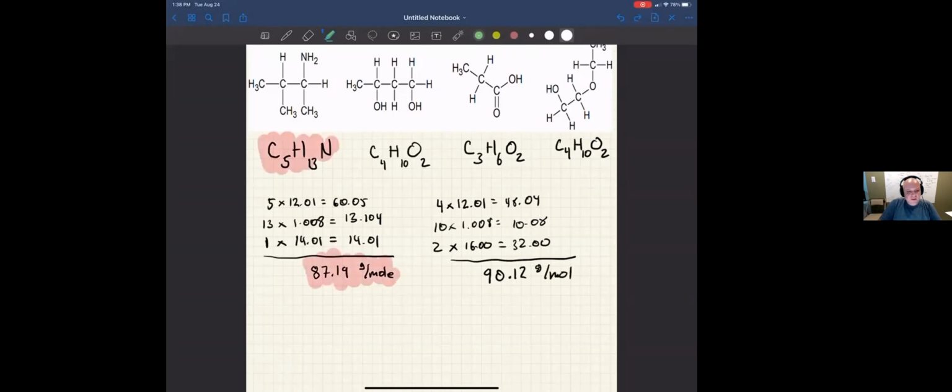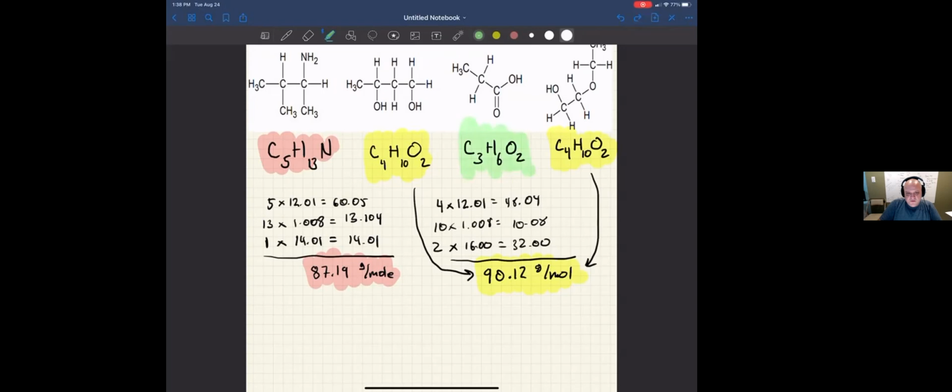Now, we did the first one, that's C5H13N, 87.19 grams per mole. We did the second one, and we get 90.12 grams per mole. But notice the fourth one has the exact same molecular formula. Remember, they're isomers, and isomers have the same molecular formula but different structures. Since it has a different structure but the same molecular formula, the molar masses are the same. So we've figured out the molar mass for the second one and the fourth one, which means we really only have one more to do.